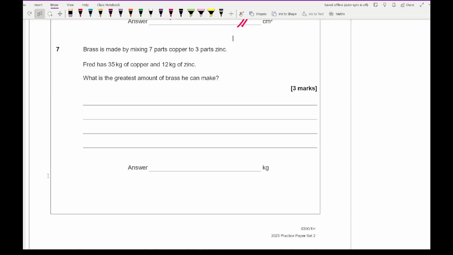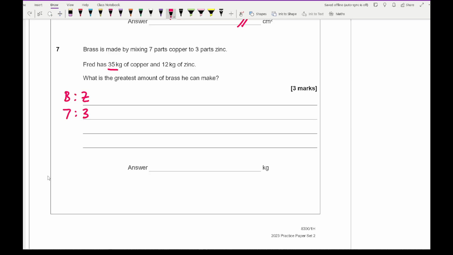Moving on to question 7, it says brass is made by mixing 7 parts of copper with 3 parts of zinc. Fred has 35 kilograms of copper and 12 kilograms of zinc. What is the greatest amount of brass he can make? Well, looking at this, what I've got to do is look at the ratio of copper to zinc, which is in the ratio of 7 to 3.